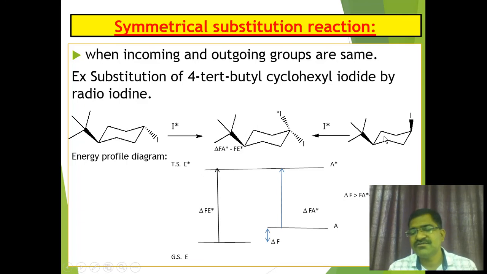But if you see, the axial isomer is unstable in the ground state, and while going from ground state to excited state it gains stability, and therefore the axial isomer reacts faster, and it has a tendency to go toward the excited state quickly. So in this way we have studied symmetrical substitution reaction, and the conclusion is that in symmetrical substitution reaction, the axial isomer reacts faster as compared to the equatorial isomer.